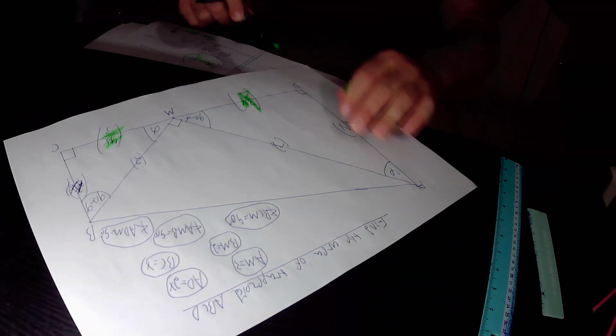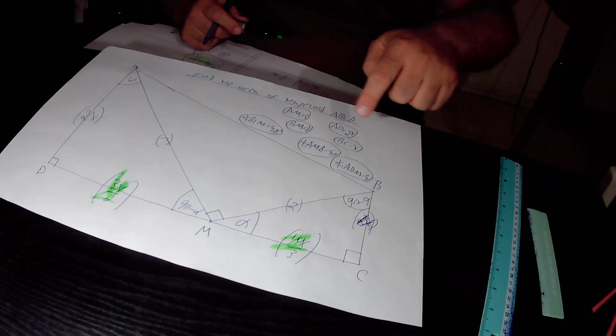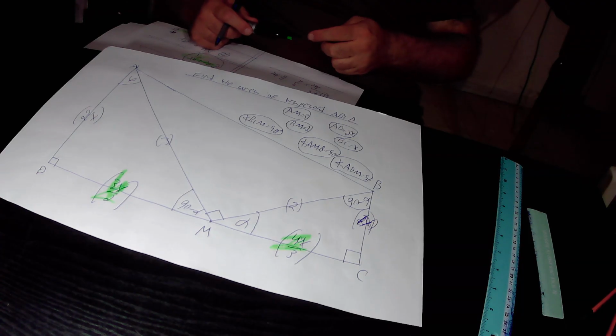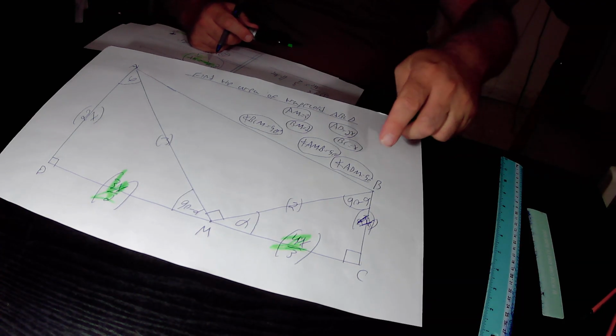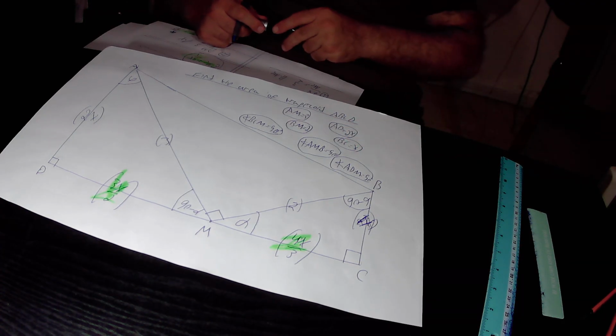In the next step, I'll copy this small right triangle BMC onto a new page, and we will implement the Pythagorean theorem on this small right triangle BMC.